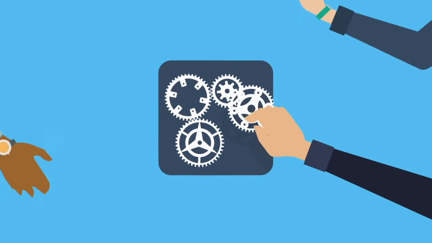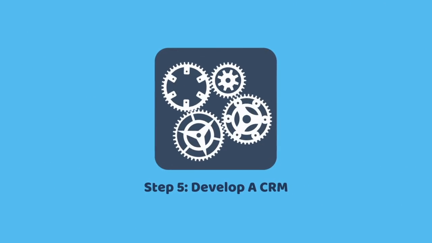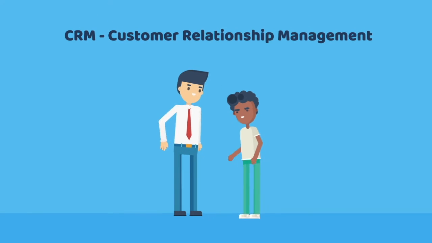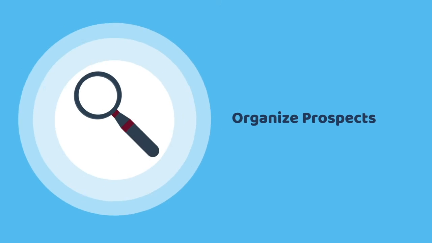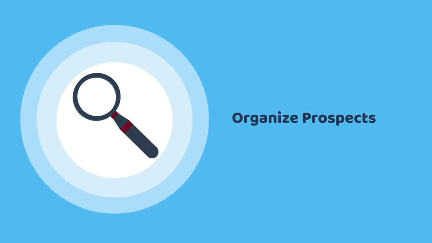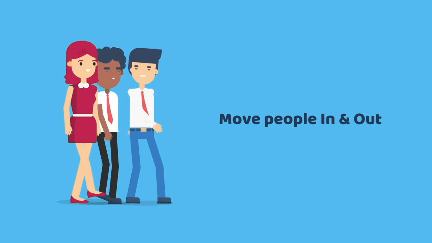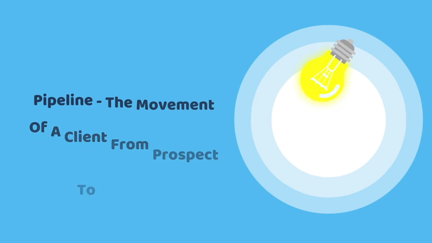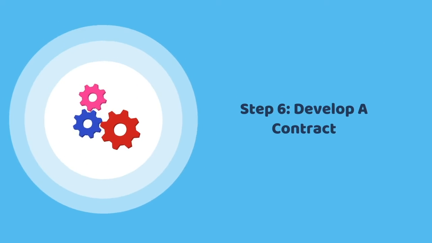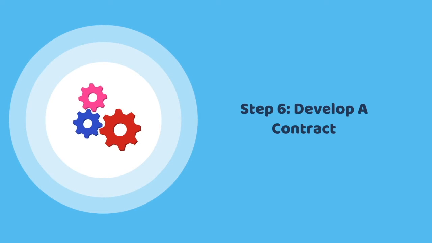Step 5. Develop a simple CRM. If you're new to the term, CRM stands for Customer Relationship Management. You'll want to organize your list of prospective clients as they come in. A CRM allows you to move people along your pipeline, and out if necessary. The definition of a pipeline in business is the movement of a client from prospect to customer. It is as important to have new prospects continuously entering your pipeline as it is to have people moving out of your pipeline.